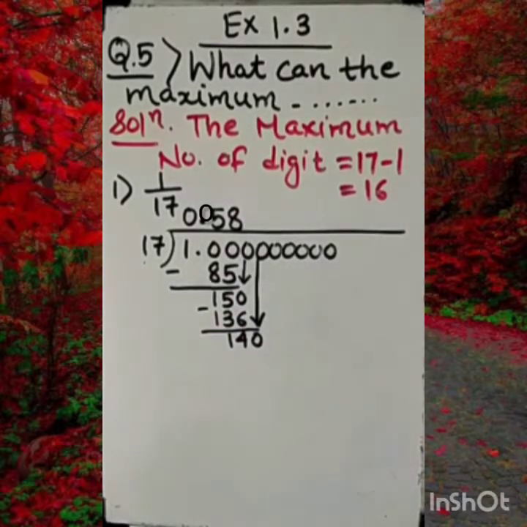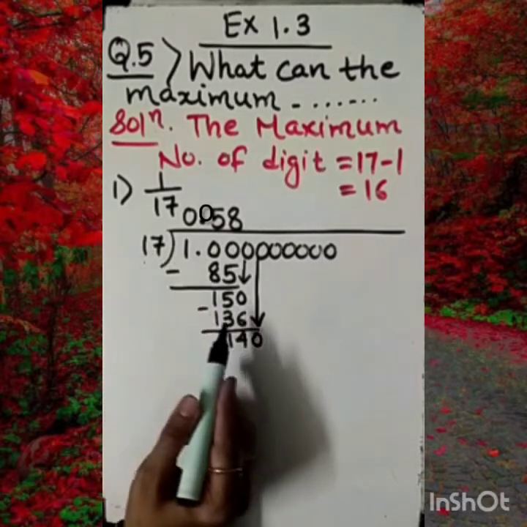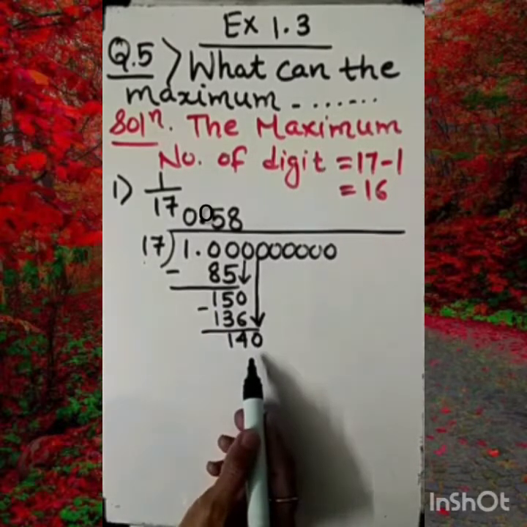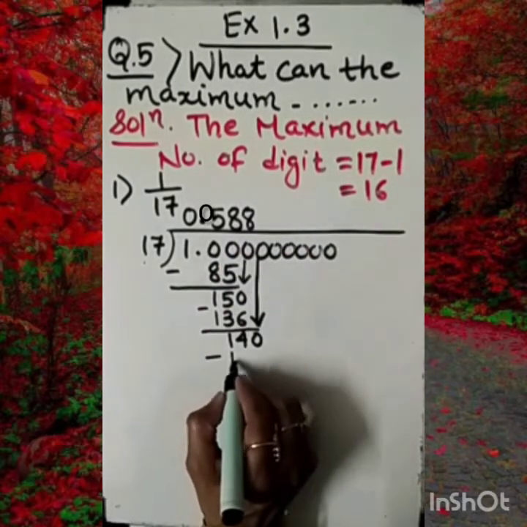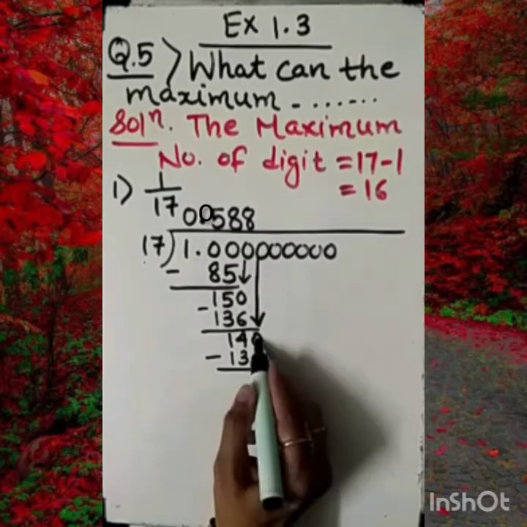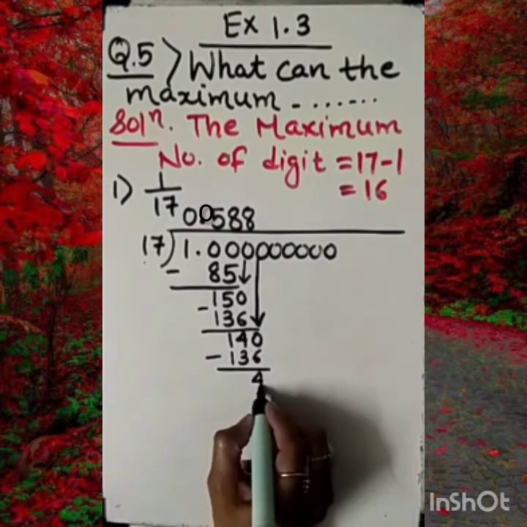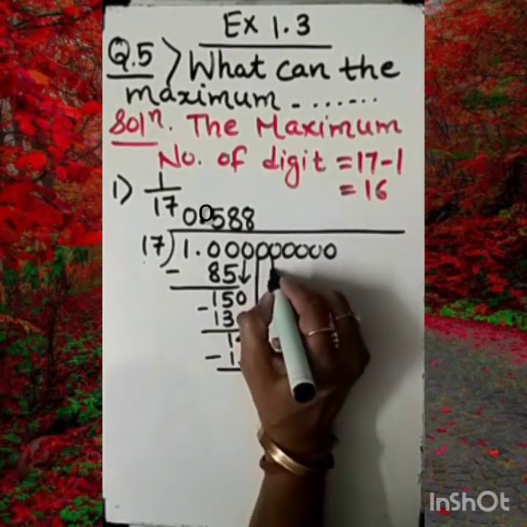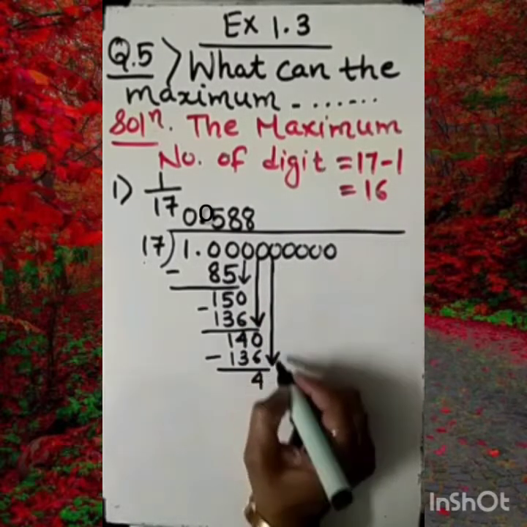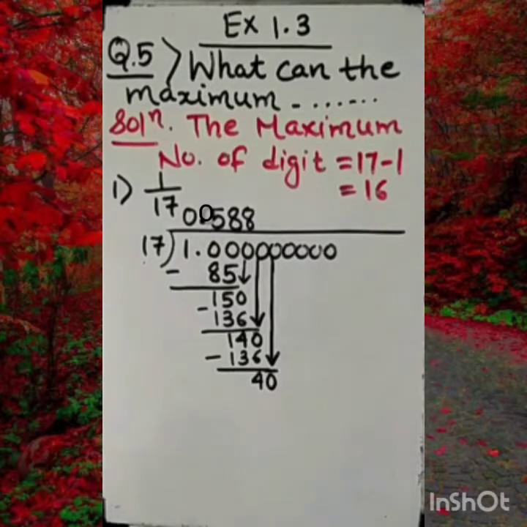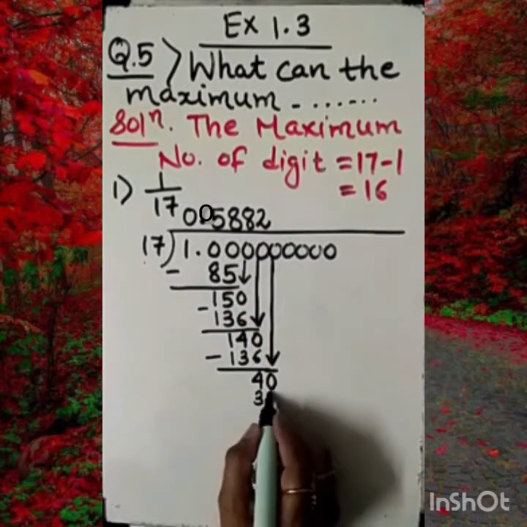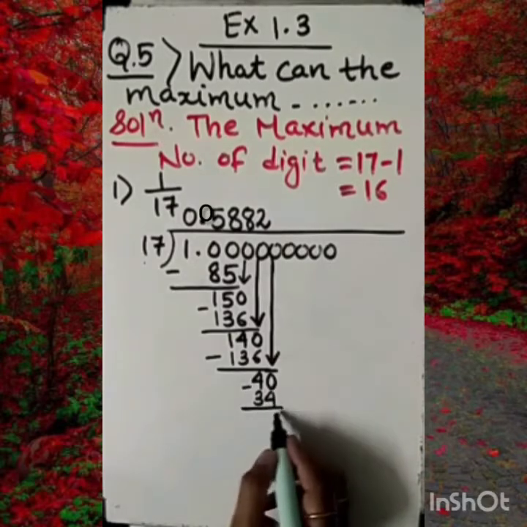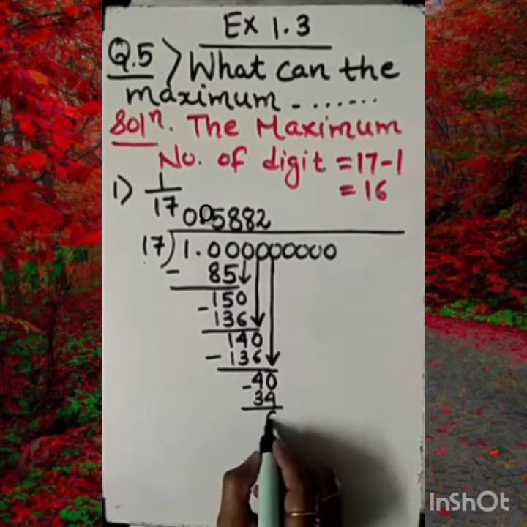So 140. Now again I recite the same 17 table, because 136 is possible. So again we will have here 8. 17 8s are 136. 140 minus 136 is again 4. Let me bring one more 0 here in the balance, 40. Now let's recite the table of 17. We know 17 2s are 34. Now 40 minus 34 gives the result 6.